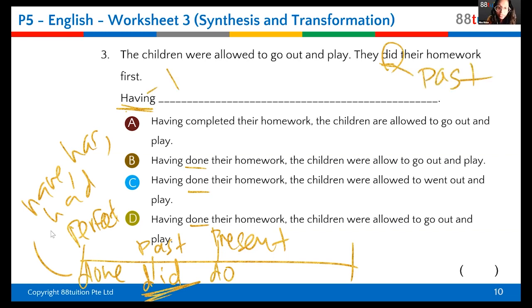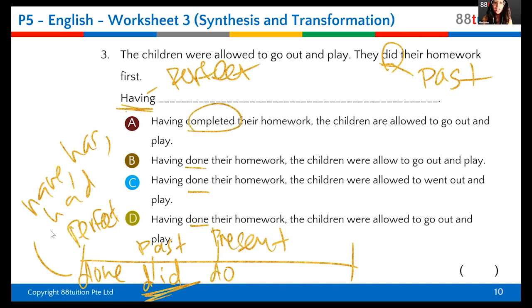Here, you're talking about a perfect tense, okay? Which happens before the past tense. This is where students always get confused. So remember that, okay? Past tense is not the only past. If it's a past before that, you use have, has, or had, you must change it to a past participle, which is "having done." So that is why the answer is either B, C, or D. It cannot be A, because this is not a past participle.